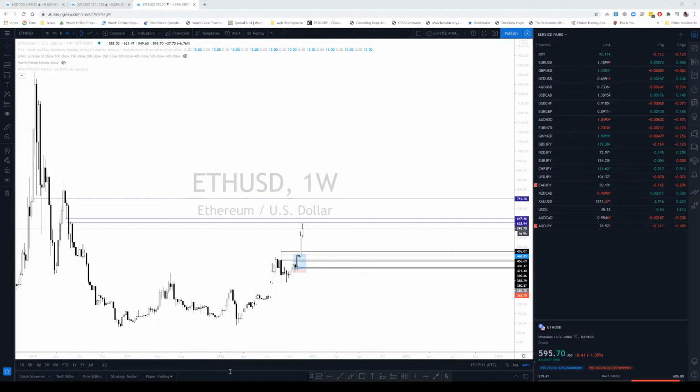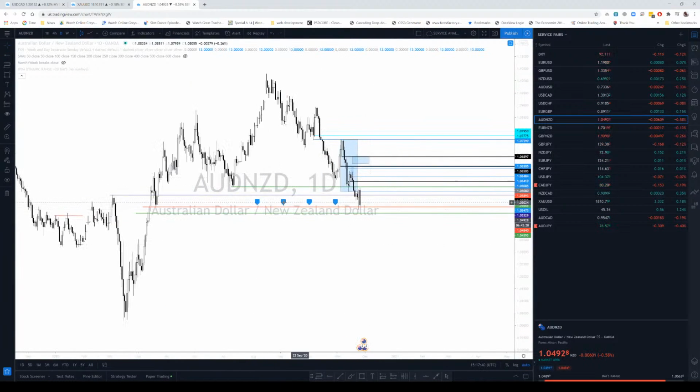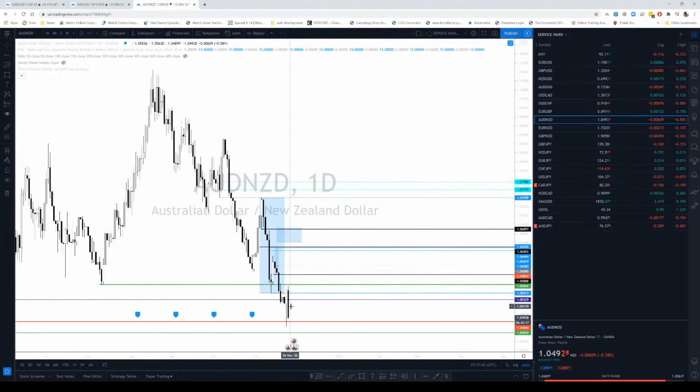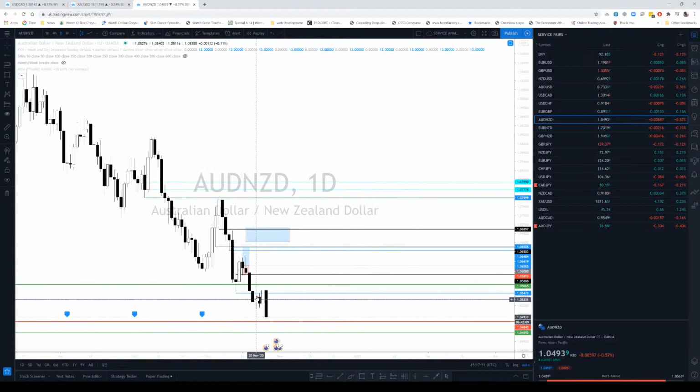How deep do you see Aussie New Zealand going? Aussie New Zealand is just playing with emotions now. We have this gap that it came to, right, and it rejected on the daily. It came and took out this low and broke market structure. Okay, it traded above this down candle. To me, with this, that is bullish.